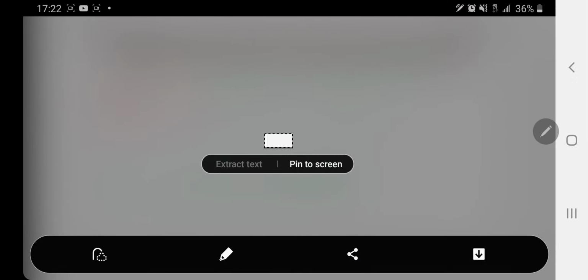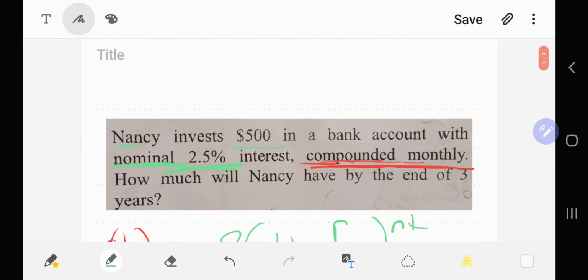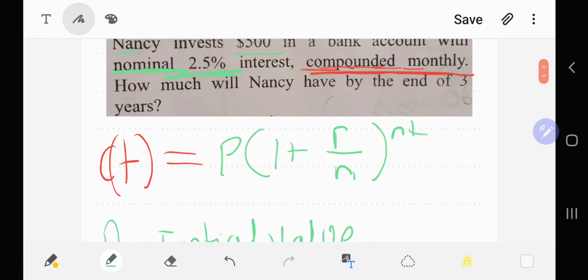Let's print the screen and then exit out because this thing's annoying. Sorry about that. P times 1 plus r over n, the rate of change divided by n, which is what you're compounding by. So if it says compounded monthly, divided by 12. If it says compounded quarterly, divided by 4. If it says compounded annually, divided by 1, or leave it the same. Raised to n times t.